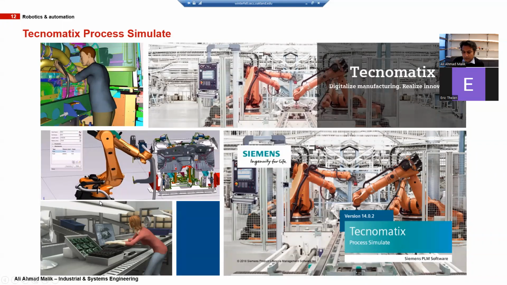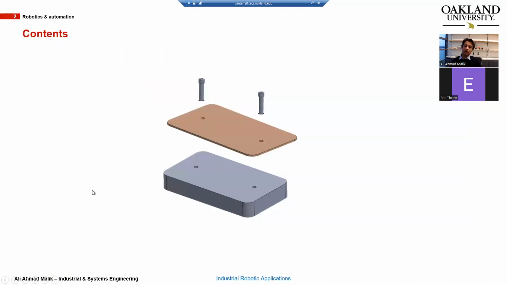As I said, we will be working with Process Simulate. I have tried to make a very simple component, a product. So there is one base plate, and then there is a top plate, and then there are 2 screws. So the robot has to pick the first component, then pick and place the top component, and then mount 2 screws. This is a very simple assembly that we would try to build with a robot.